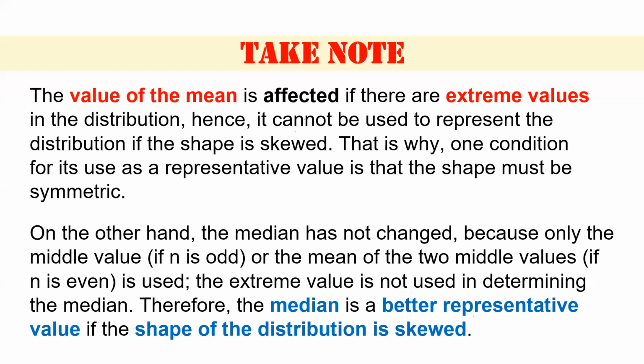Therefore, remember this: the median is a better representative value if the shape of the distribution is skewed or is not balanced. That's why if you have outliers or significant outliers, it's better to use the median than the mean. Take note, if there are outliers or many significant outliers or extreme scores, use the median rather than the mean. I hope I am clear with that.